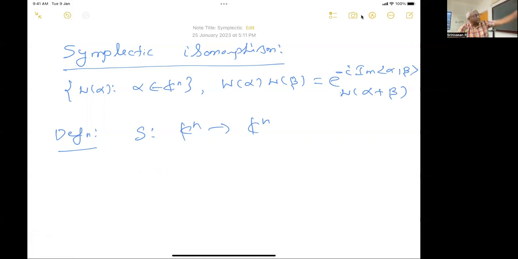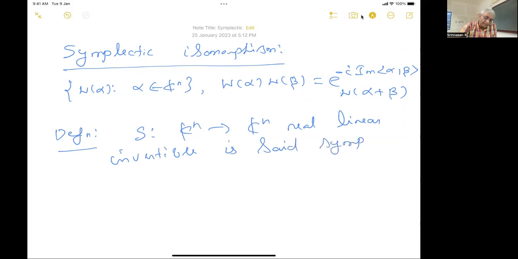And finally, it has to preserve this relation, so the imaginary part should be preserved. That is what we call a symplectic operator. So S, a real linear invertible operator, is said to be a symplectic operator, a symplectic isomorphism. This is the definition of symplectic isomorphism we need for our purpose.